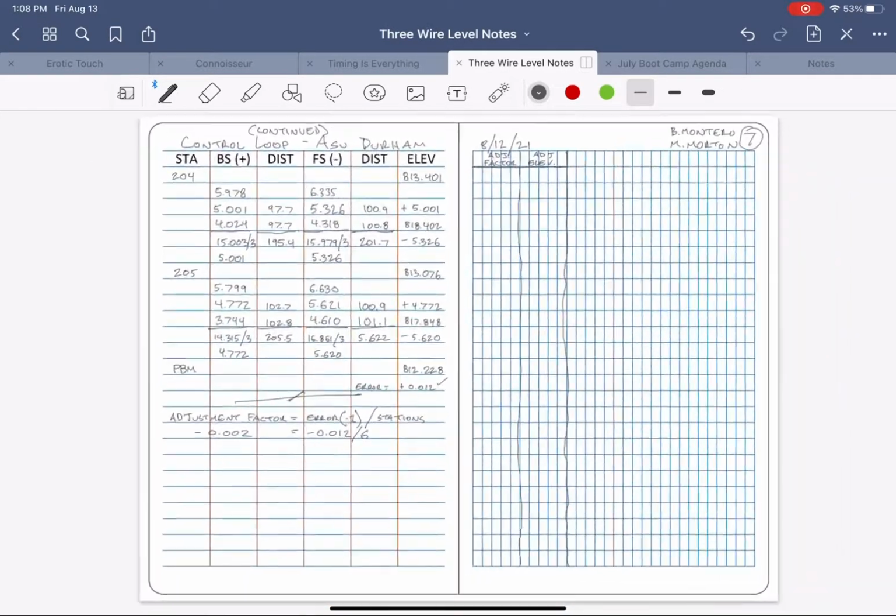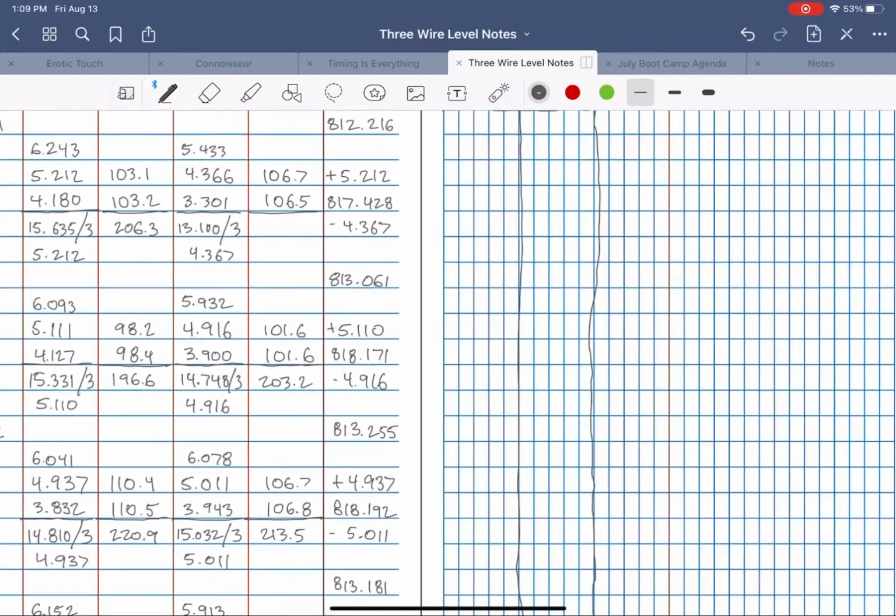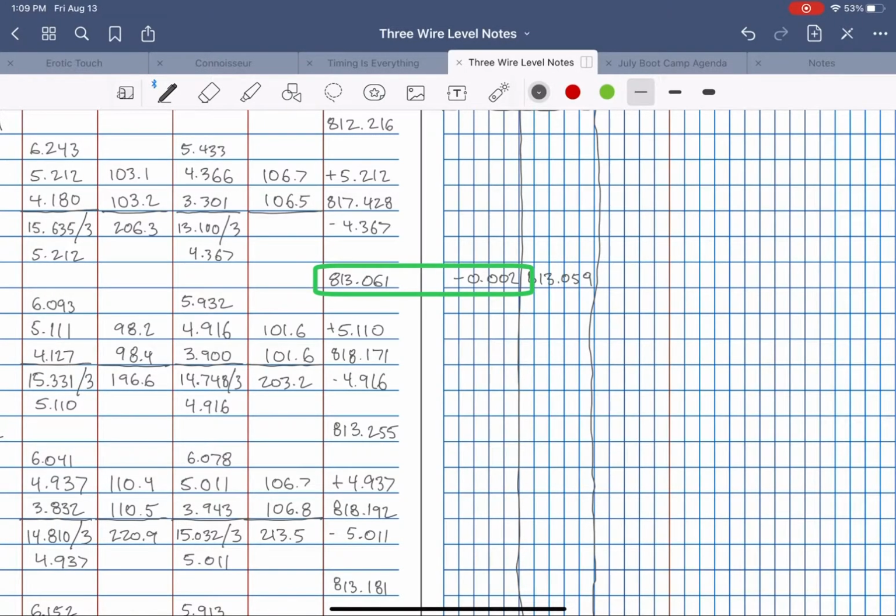Okay, going back to the first sheet and the first station, we're going to go ahead and subtract 0.002, giving us an adjusted elevation at point 201 of 813.059. Of course, that's the unadjusted 813.061 minus 0.002. Is it as simple as subtracting the adjustment factor of -0.002 from every point?